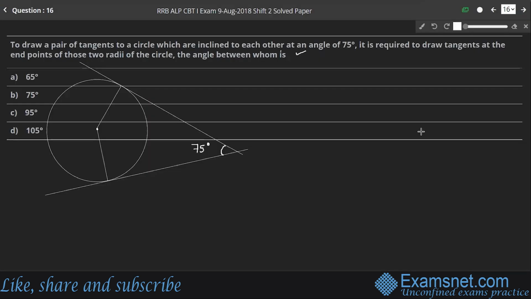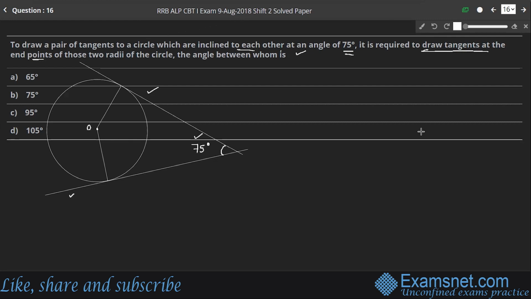Question number 16. To draw a pair of tangents to a circle which are inclined to each other at an angle 75 degree, it is required to draw tangents at the end points of those two radii of the circle, the angle between whom is. So very simple question. So to draw a pair of tangents to a circle, right? So here are two tangents to a circle, where the angle between these two tangents is 75 degree, right? To draw such two tangents, it is required to draw tangents at the end points of two radii of the circle.